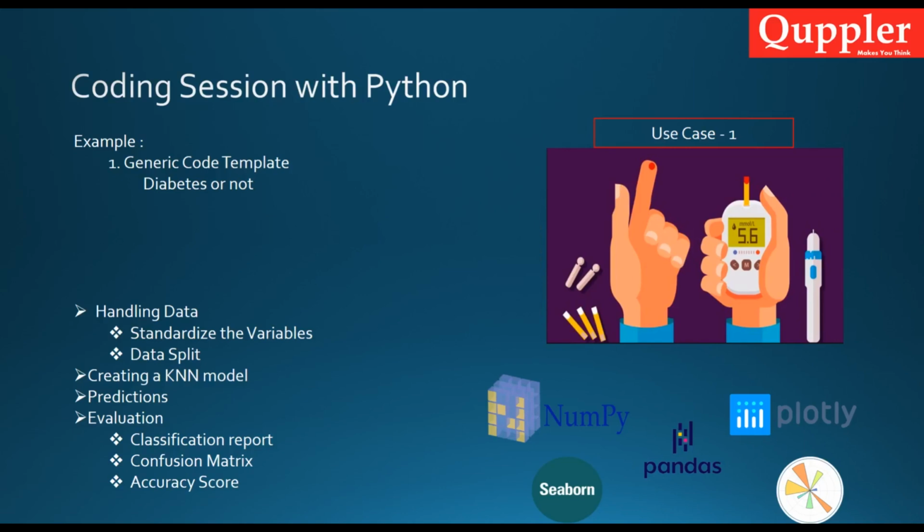Okay, after understanding theoretically and mathematically what k nearest neighbor is and what its different use cases are, we will jump into the last part, the coding session, where we're going to see the generic code template to predict whether a person has diabetes or not. This is a generic code template which can be applied to any KNN algorithm. There are different steps involved. First, if we have any distorted or outlier data set, we see how to handle our data and standardize the variables. Then we split our data, create our KNN model based on the split data, and predict on it. At last, we do the evaluation to know the accuracy of my model. So let's start with the coding part.